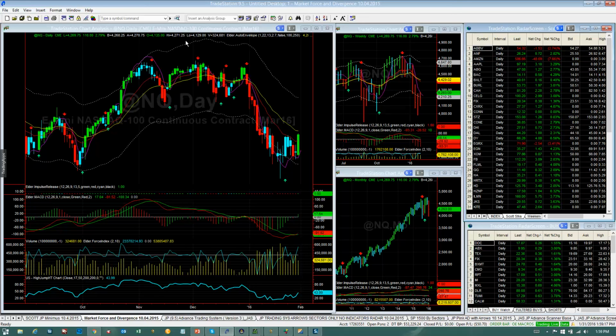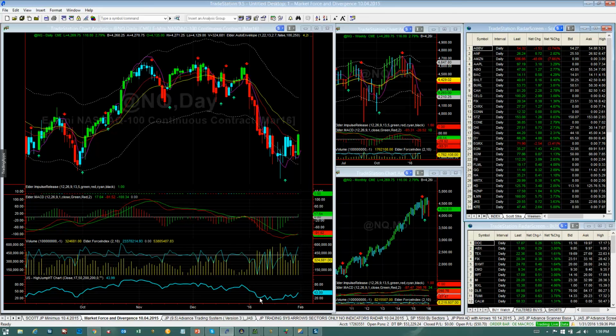It includes Alexander Elder's impulse signal, which is the color of the price bar. He uses it as a filter. When it's green, he can go long or hold, but he can't go short. When it's red, he can go short or hold, but he can't go long. And when it's blue, it doesn't give him any direction.